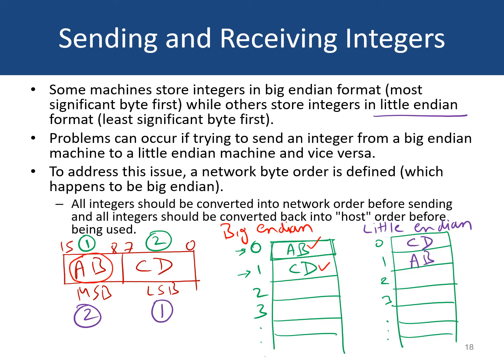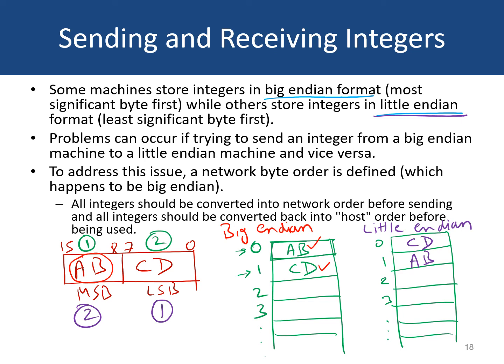The problem is some machines store integers using the big endian format while others store integers using the little endian format. And therefore, there could be confusions and problems if we are trying to send an integer from a big endian machine to a little endian machine or vice versa.